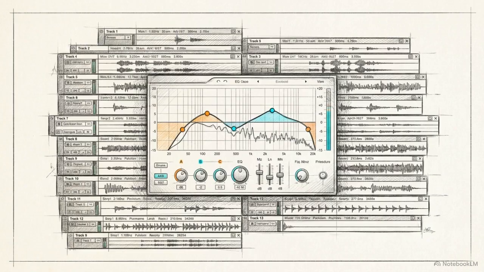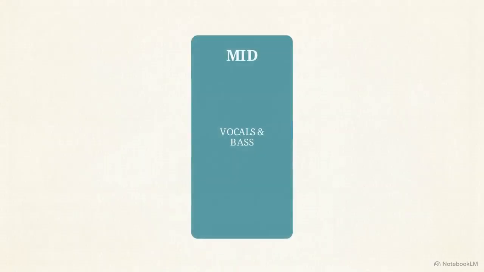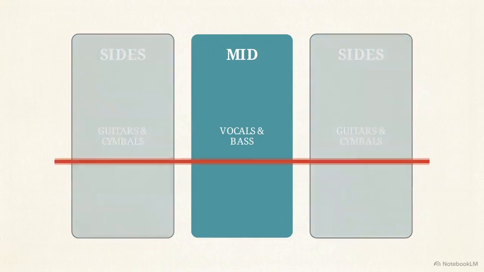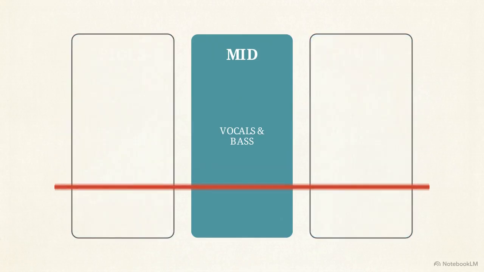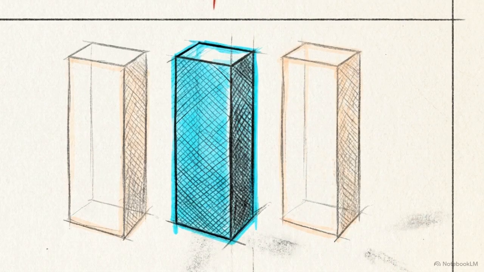Now we load the TDR Nova GE plugin. Instead of operating across the entire track, we are going to change the routing from standard stereo processing into mid-side mode. Vocals and bass anchor the center, while guitars occupy the sides. A standard stereo EQ cut to fix a vocal removes those frequencies from the wide edges. Switching the routing to mid targets only the dead center. This spatial isolation gives you direct access to the vocal track while leaving the stereo width and guitar textures intact.